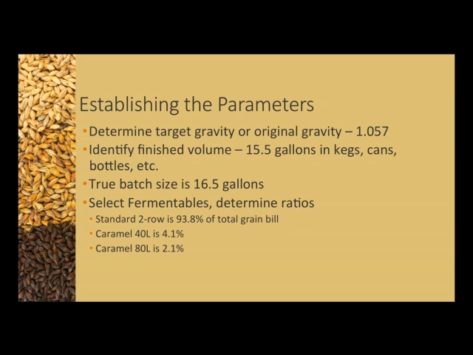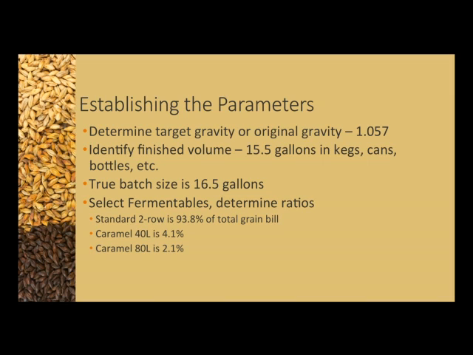Establishing the parameters. When calculating the malt bill, the first step is to determine the target gravity or original gravity. In our sample recipe, you can see that our target gravity is 1.057. Typically, the target gravity is a result of the style, but may be manipulated to the brewer's preferences.